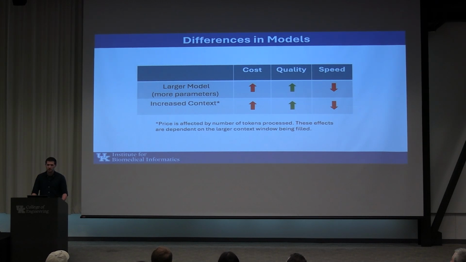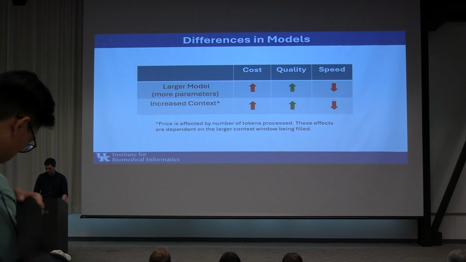So how do those factors affect the models? If you have a larger model, which has more parameters, the cost of using and training that model is going to be higher. The quality is going to be higher, but the speed is also going to be lower. And with the increased context, you can put more information into the model, so that obviously means you're going to have higher quality. But because you have more tokens going in, that's going to increase the cost, and the speed is going to go down because there's more processing involved with using that input.